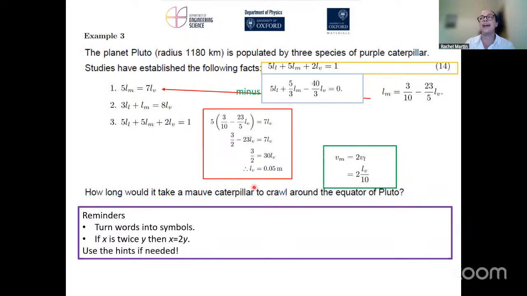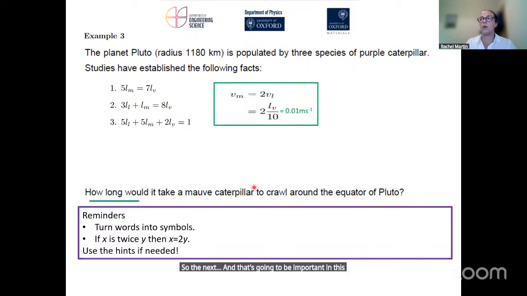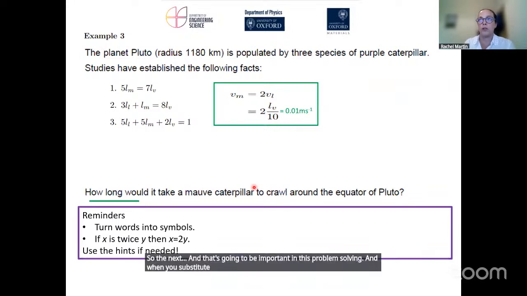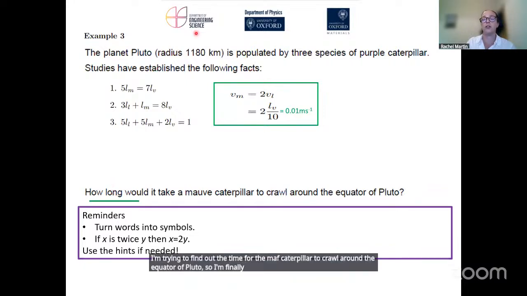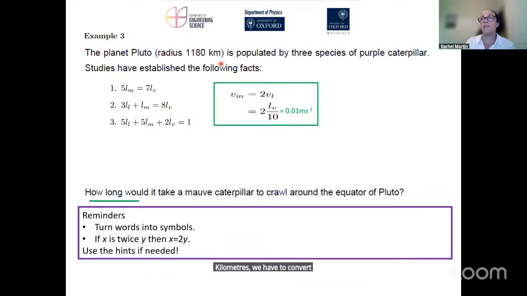So the next, and that's going to be important in this problem solving. And when you substitute that in, you get 0.01 meters per second. And then in this long question, you have to remember, what am I trying to find out again? I'm trying to find out the time for the mauve caterpillar to crawl around the equator of Pluto. So I'm finally going to use the radius of Pluto, noting the units are in kilometers. We can't work in kilometers, we have to convert our units.